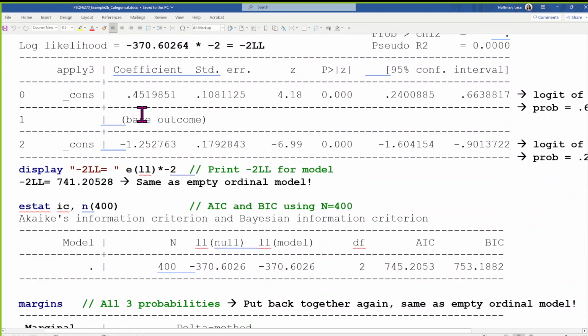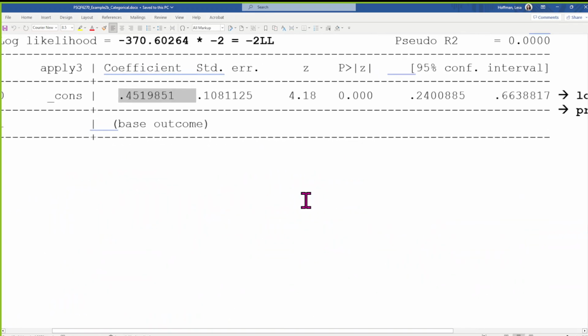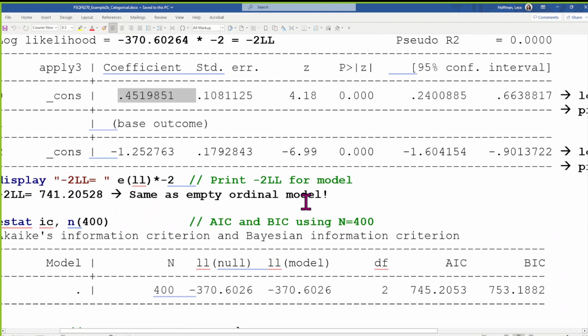So the first submodel is giving me an answer for a coefficient of 0.45. First off, is it a logit or a probability or an odds or what? It's a logit. It's hard to tell because 0.45 could be any of them, right? This is an empty model, so we don't have to worry about when the predictors are 0 because there aren't any.